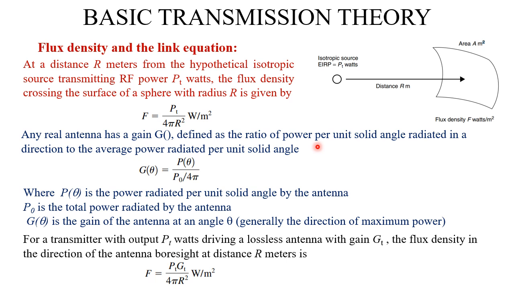Now if we consider an antenna with gain G, which is defined as the ratio of power per unit solid angle radiated in the direction to the average power radiated per unit solid angle, that means G theta can be written as P theta divided by P0 by 4 pi, where P theta is the power radiated per unit solid angle by the antenna and P0 is the total power radiated by the antenna.